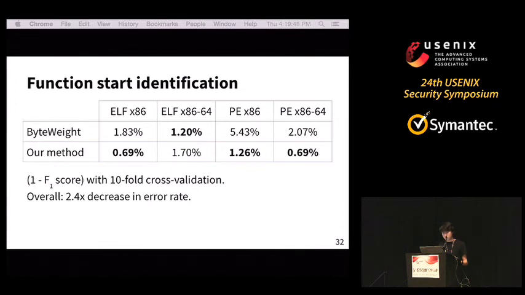And overall, the neural networks did better than the previous work, except on one segment where it did slightly worse, but about the same. And overall, there was a 2.4x decrease in error rate. And for identifying function boundaries, we see a similar pattern, where on ELF x86-64 we did slightly worse, but about the same, and on the others, we did about twice as well. And overall, there was a 1.6x decrease in error rate.